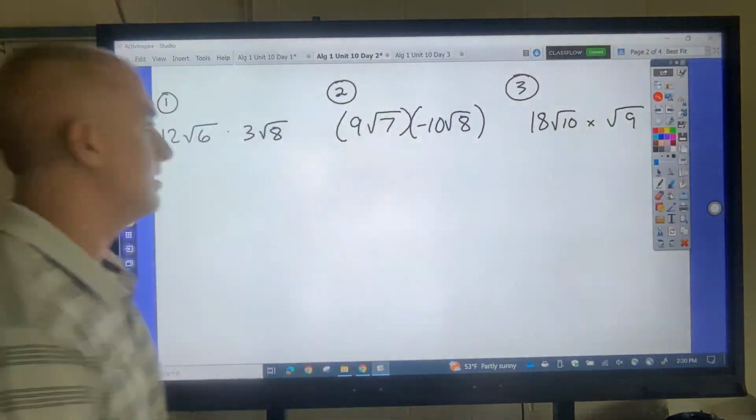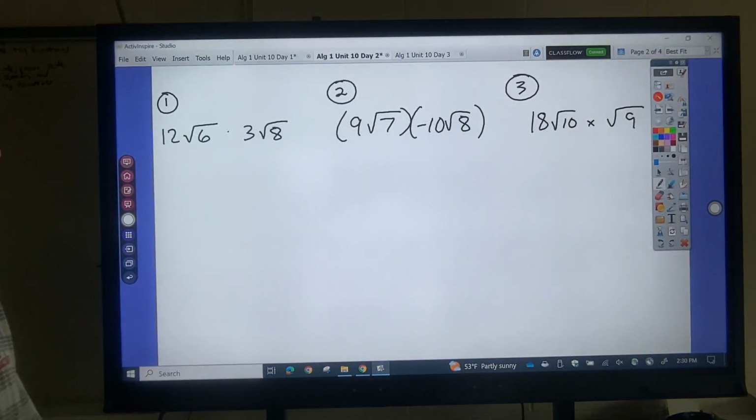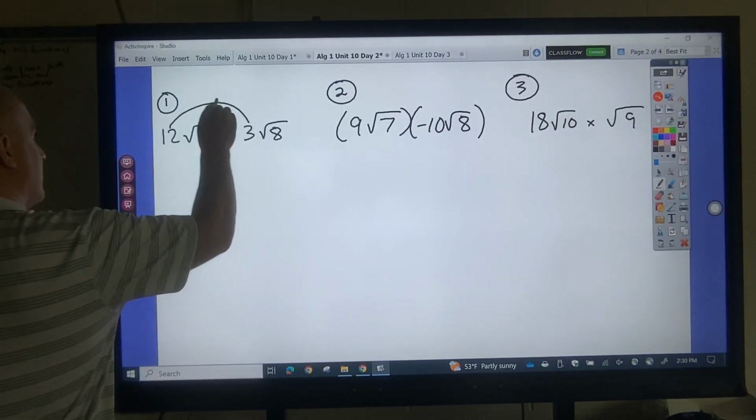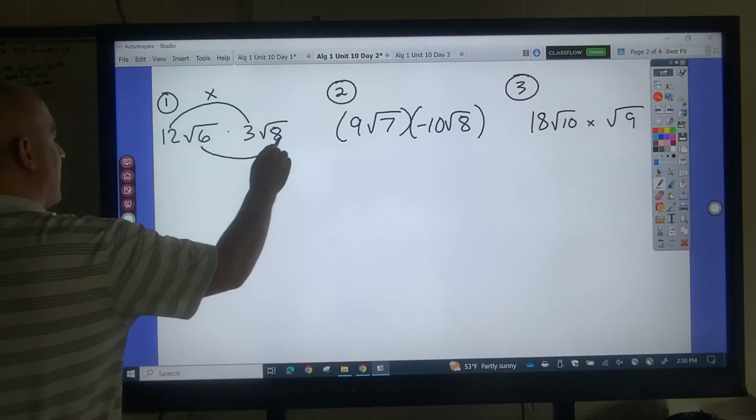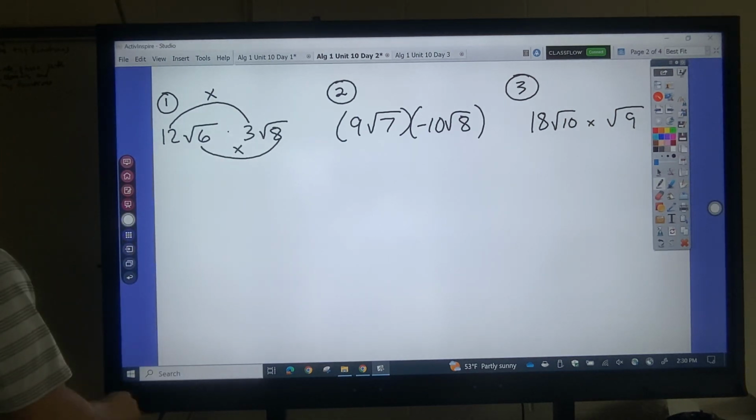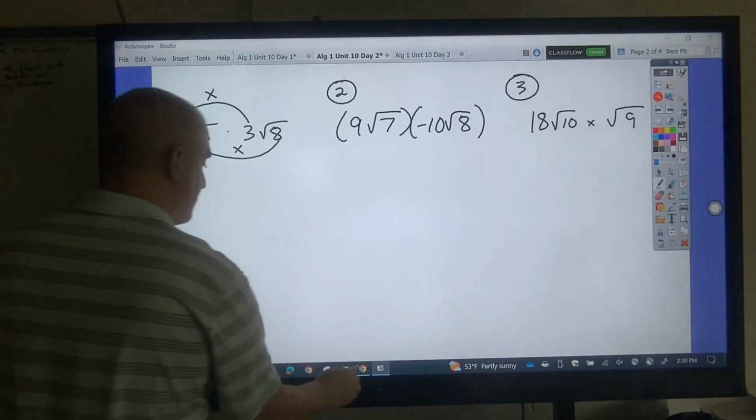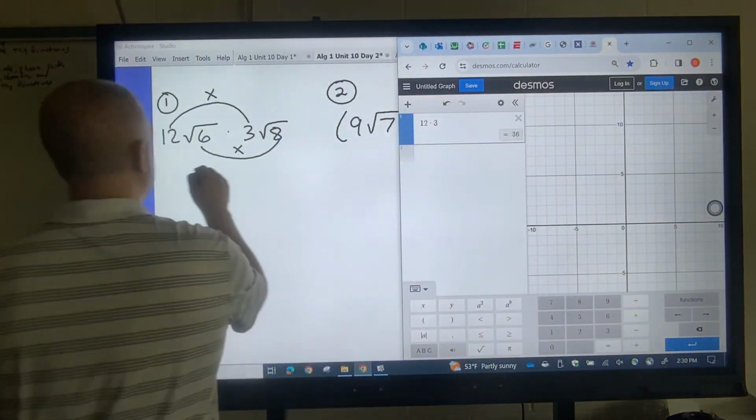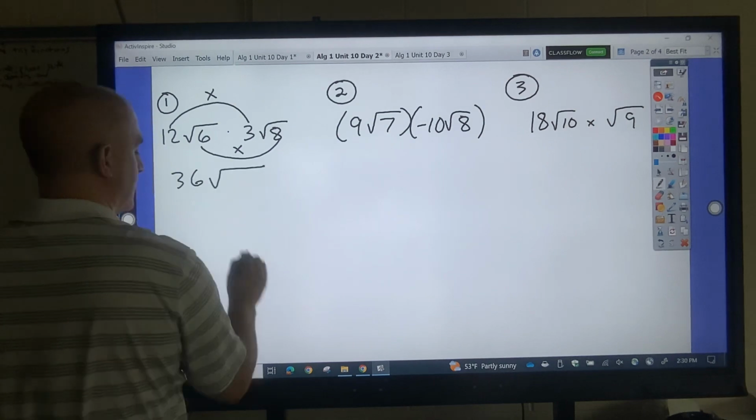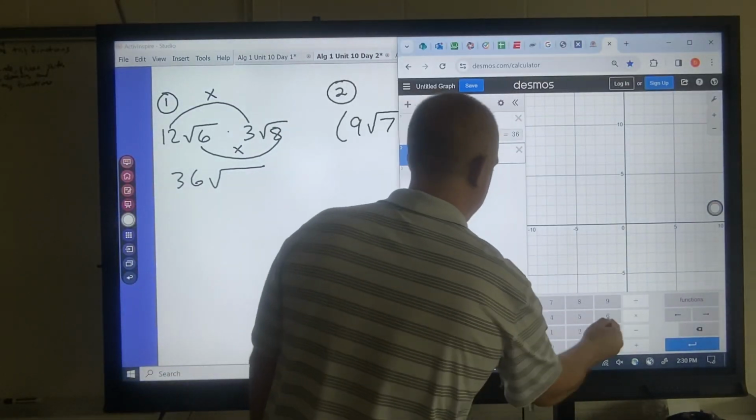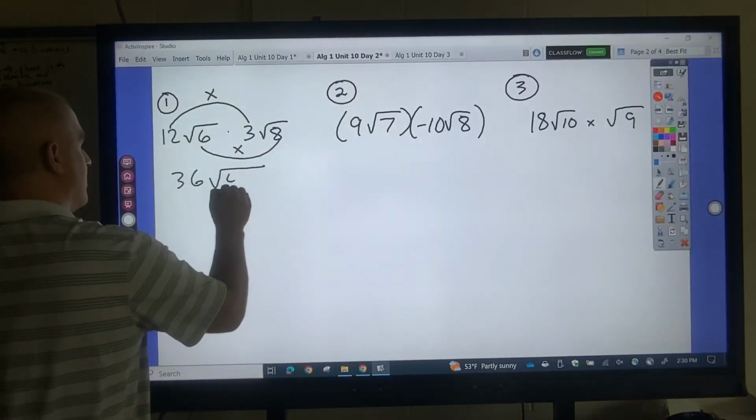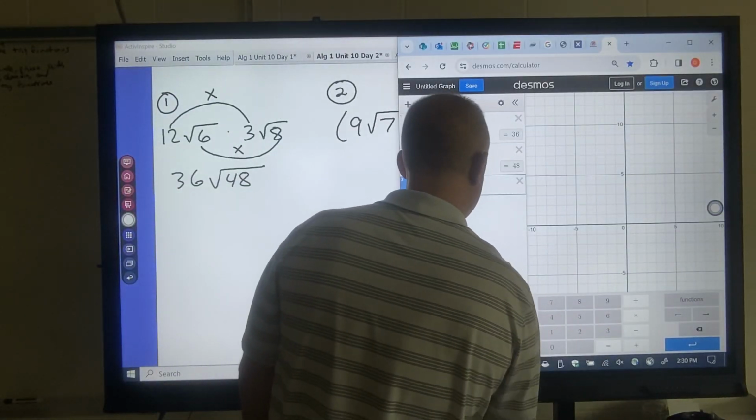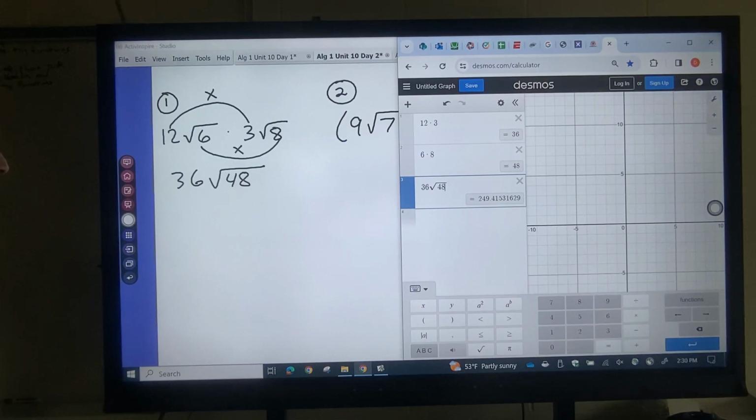All right? Now, let's say you have these problems. What you're going to do is multiply the outsides and multiply the insides. So 12 times 3 is 36. 6 times 8 is 48. And once again, check that sometimes. Sometimes that ends up being something that comes out. All right, well, in this case, it does not.